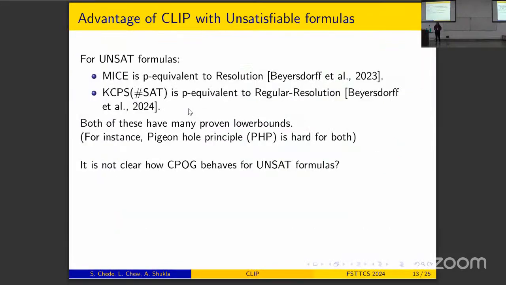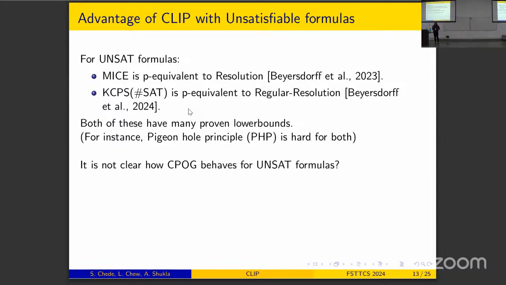Now, one advantage of existing systems we have is for unsatisfiable formulas. What will be the model count of unsatisfiable formulas? 0, right? So that should be a very easy case. But no, MICE and KCPS have been shown equivalent. MICE was shown equivalent with resolution when it comes to unsat formulas, and KCPS was shown equivalent even to restricted regular resolution, only in case of unsat formulas. But for both these systems, many lower bounds have been proven, right? So we do not want that.